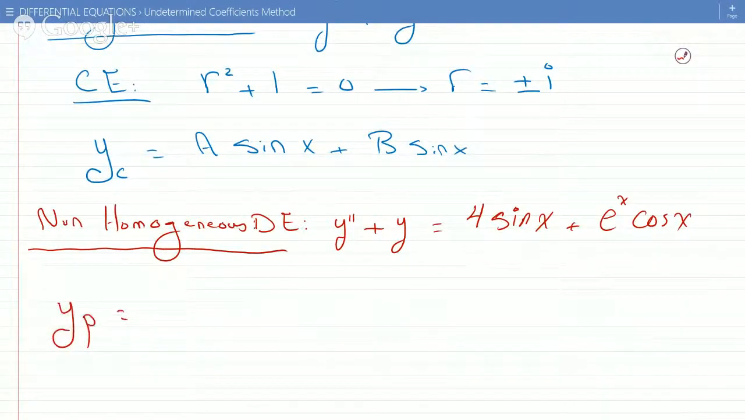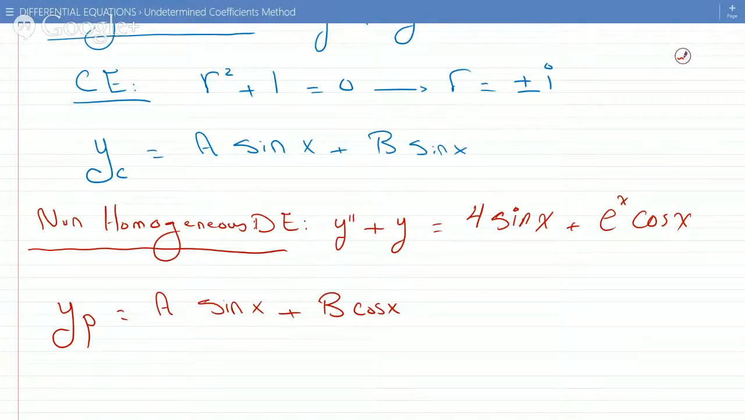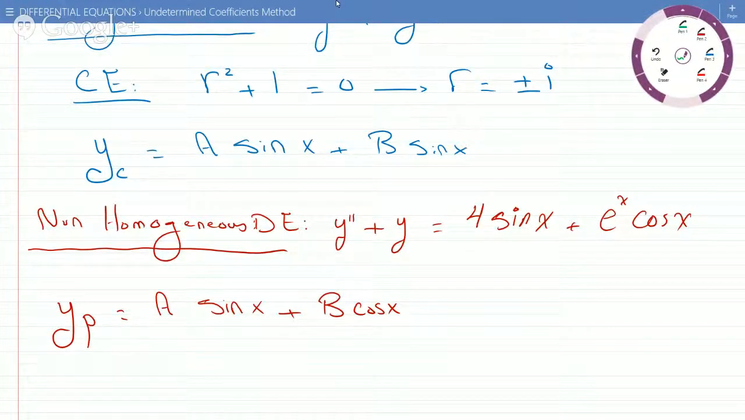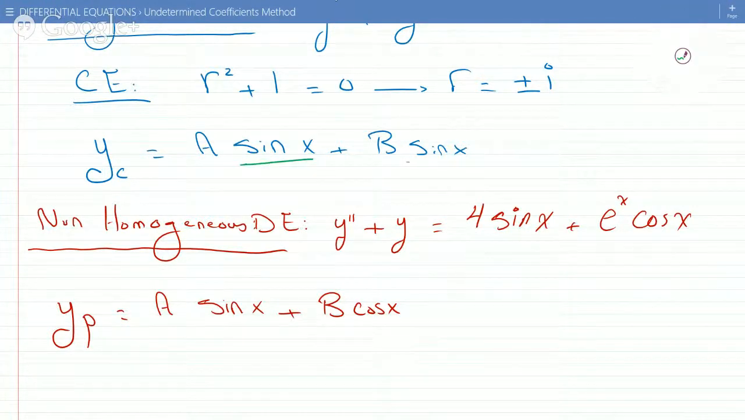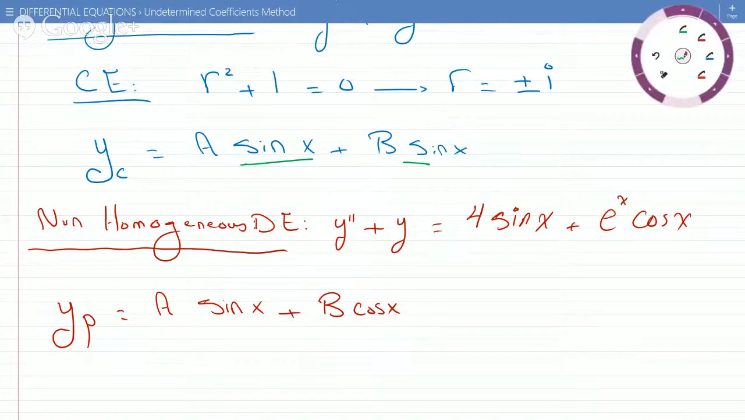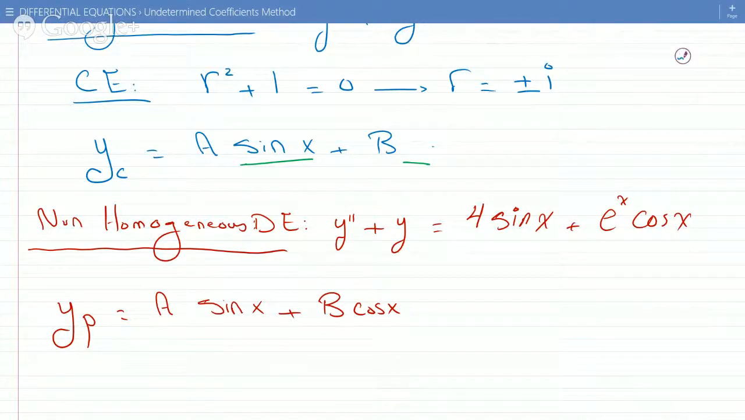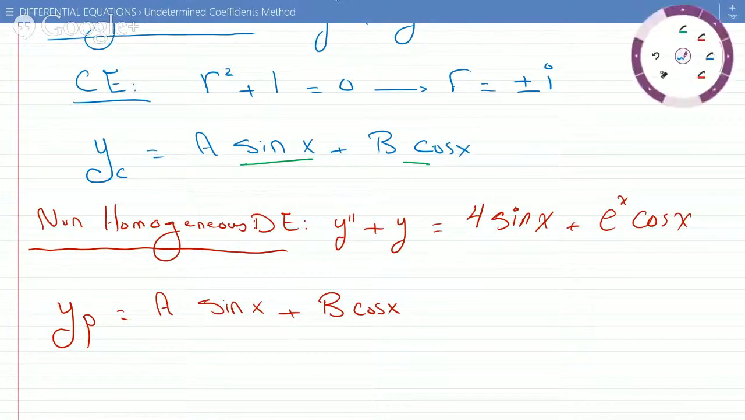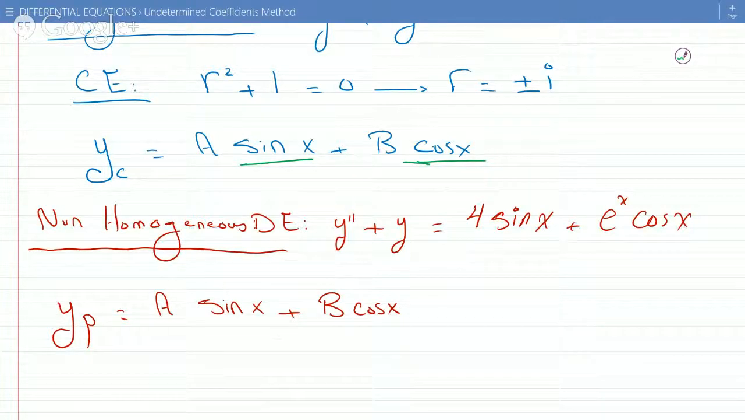Now for sin x, you're going to get a sin x plus b cosine x, yeah, because the sine will get you a sine and a cosine. Okay, but here's the trick. If you look carefully, you notice that the sine and the, oops, sorry, made a mistake here. This should be a cosine. If you look carefully, you'll see that the sine and the cosine repeat in the complementary. So you can't have them repeat like this.